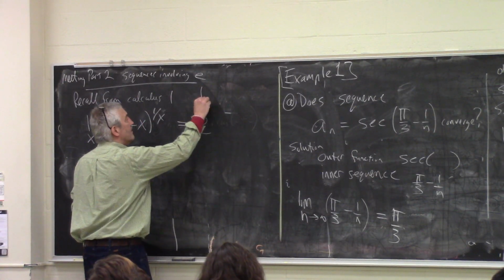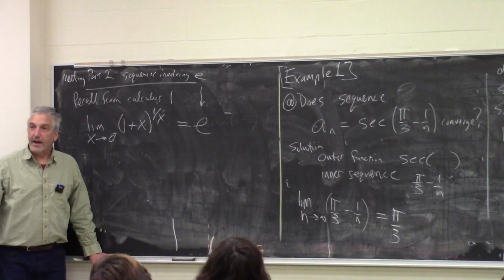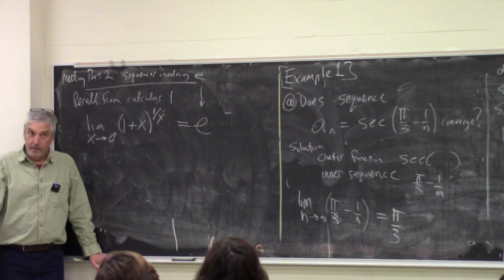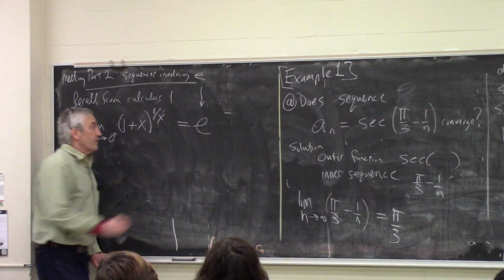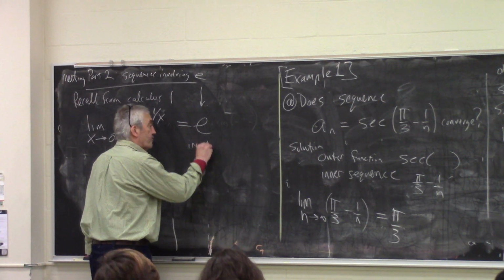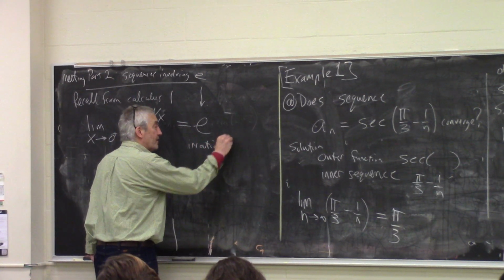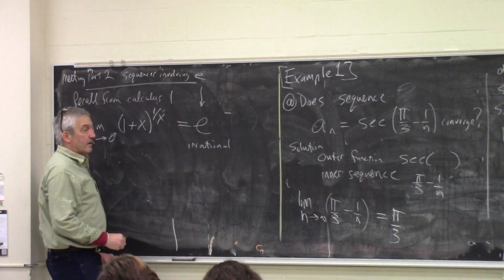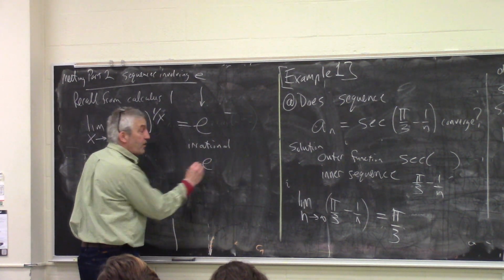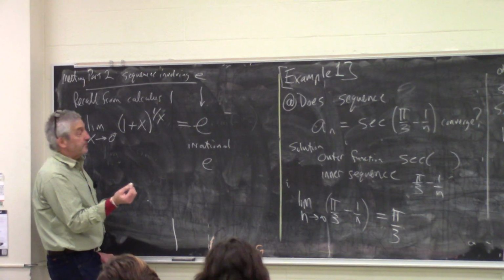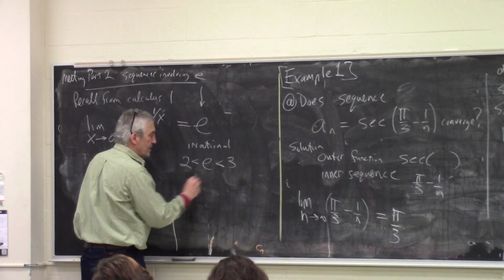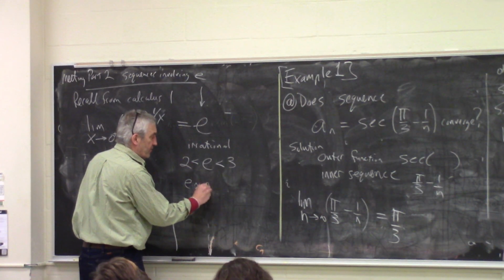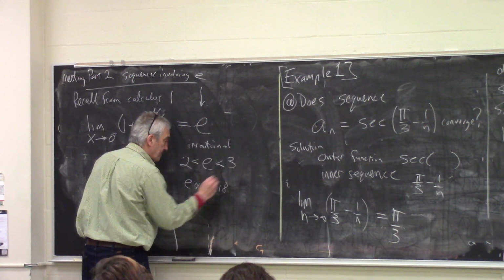Turns out this is a big thing. The fact that this limit does exist and it's not 1, it's not infinity, it's this weird number. This is irrational, which means it can't be written as a ratio of integers. And you also can't even write it as a repeating or terminating decimal. All we know is, e is between 2 and 3. e is roughly 2.718.